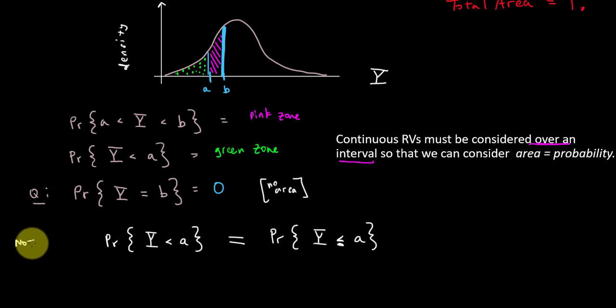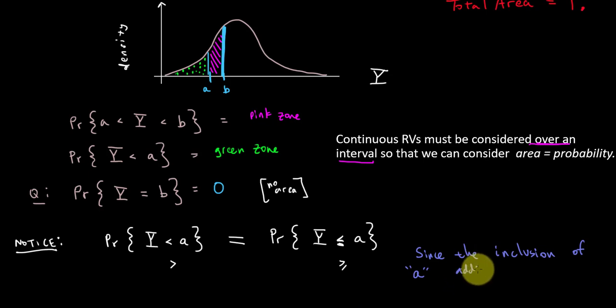So therefore, these two statements say the same thing. Notice the inclusion of that one extra point, less than versus less than or equal to, really does nothing to those probabilities. In a continuous world, the same is true if you use greater than and greater than or equal. And I'll write down the reason, because the inclusion of A adds no additional probability.